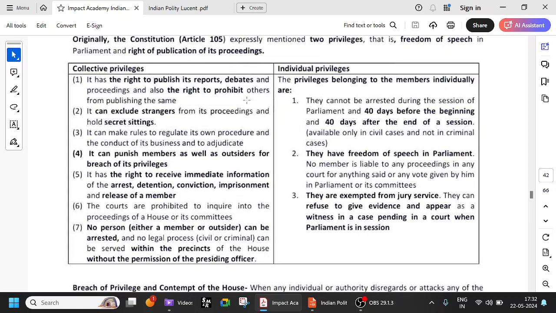Okay. So just because anyone wants, they cannot simply go and sit in the parliament. It can make rules to regulate its own procedure and the conduct of business and to adjudicate. Okay. It can punish members as well as outsiders for breach of privileges. It has the right to receive immediate information of the arrest, detention, conviction, imprisonment, and release of a member. So if there is an MP, he cannot be arrested or convicted so easily. I mean, the parliament has the right to receive information about the arrest. The courts are prohibited to inquire into the proceedings of a house or its committees.